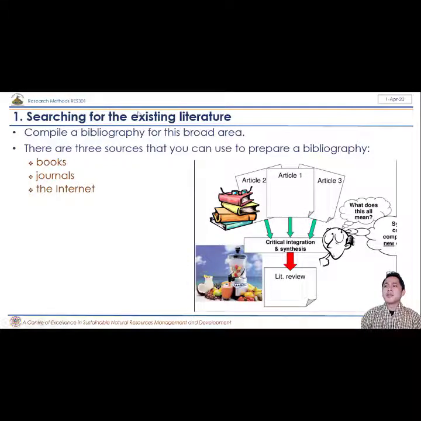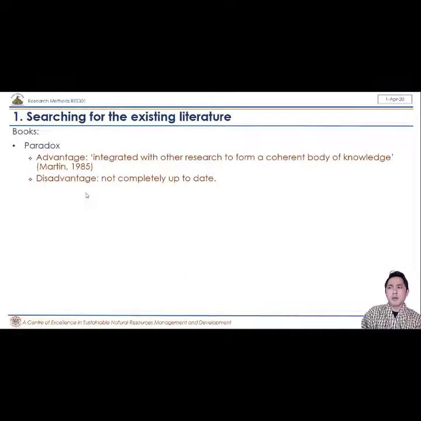The first one is searching for existing literature. We're going to search for existing literature, for example on lichens. There are 3 possible areas where we can find it. One is in books, already published books, especially in libraries. Then we have journals. Then we have the internet. So let's look at them one by one. We have books, journals, and the internet: 3 things to look at for existing literature.